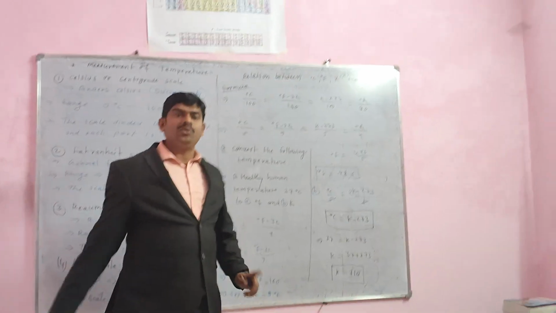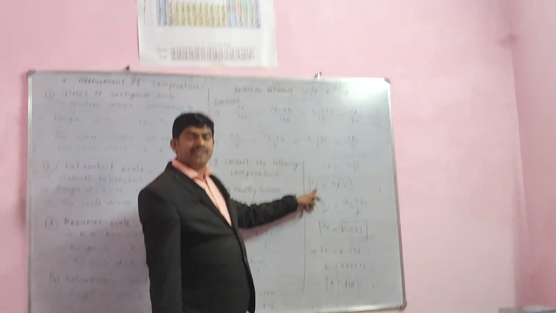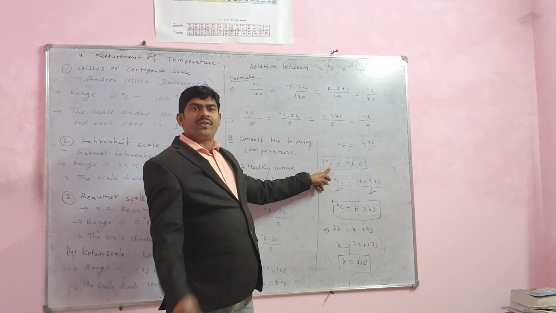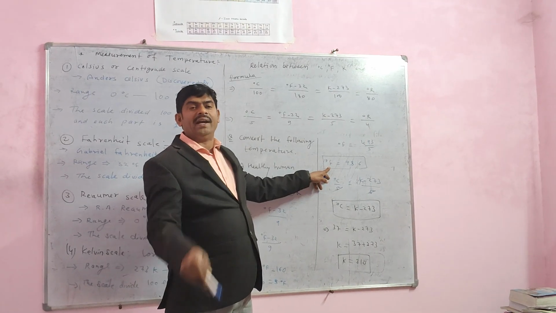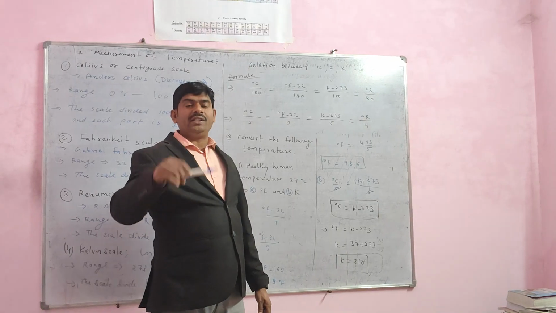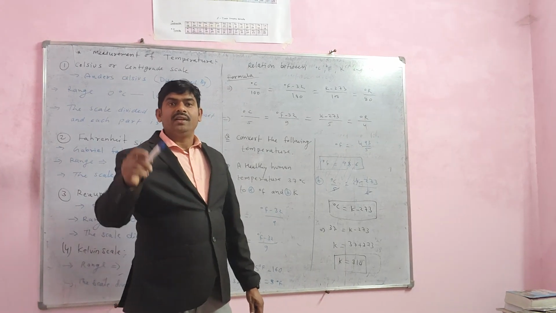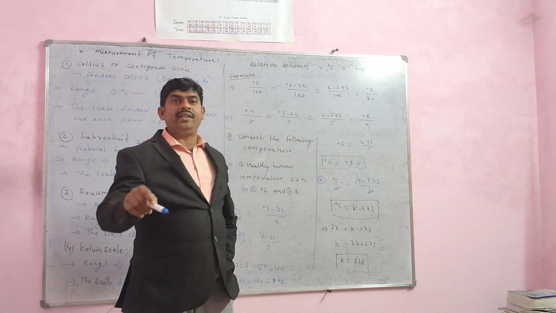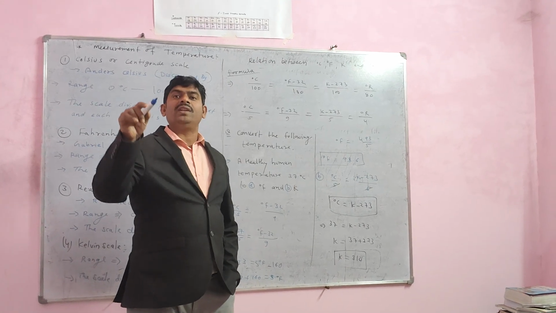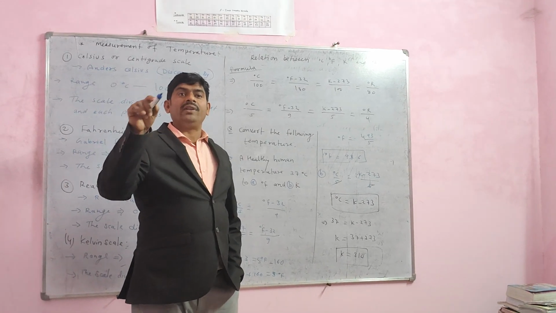Generally, doctors use the Fahrenheit scale, so they measure your fever in Fahrenheit. If the thermometer reading is 99, 100, 102 degrees Fahrenheit, it means you are ill and have a very high fever.